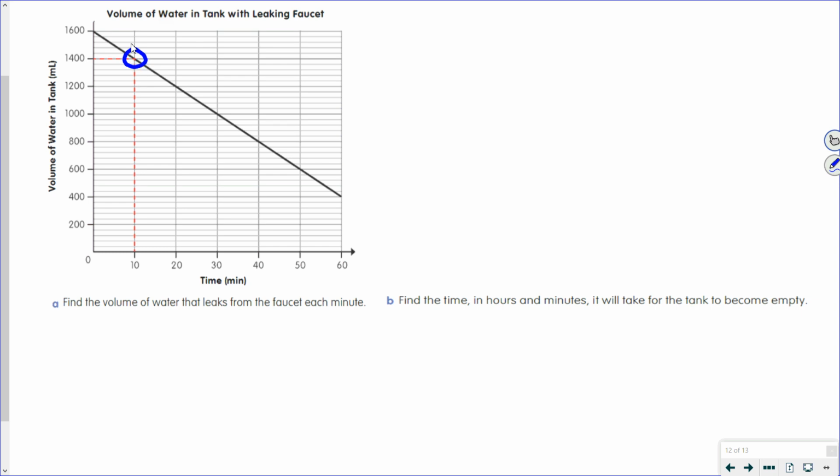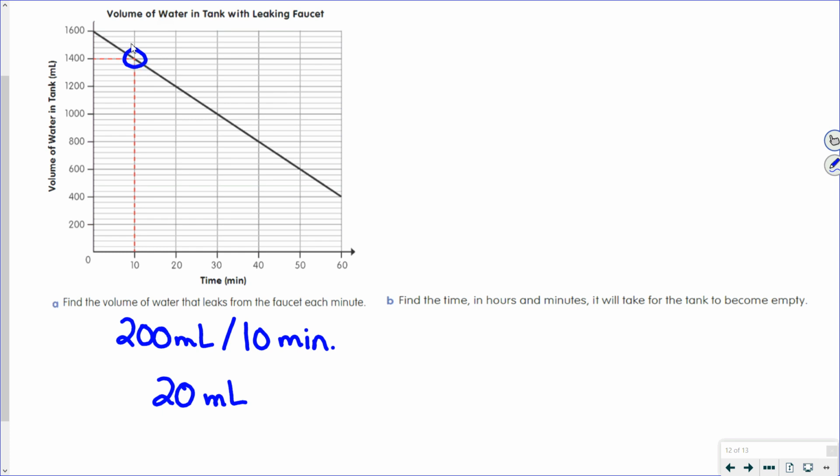Because if you use 1410, that's not telling how much is leaking. At 0 minutes, you had 1600. At 10 minutes, you had 1400. So that means 200 milliliters leaked in 10 minutes, which gives you a leak of 20 milliliters per minute.